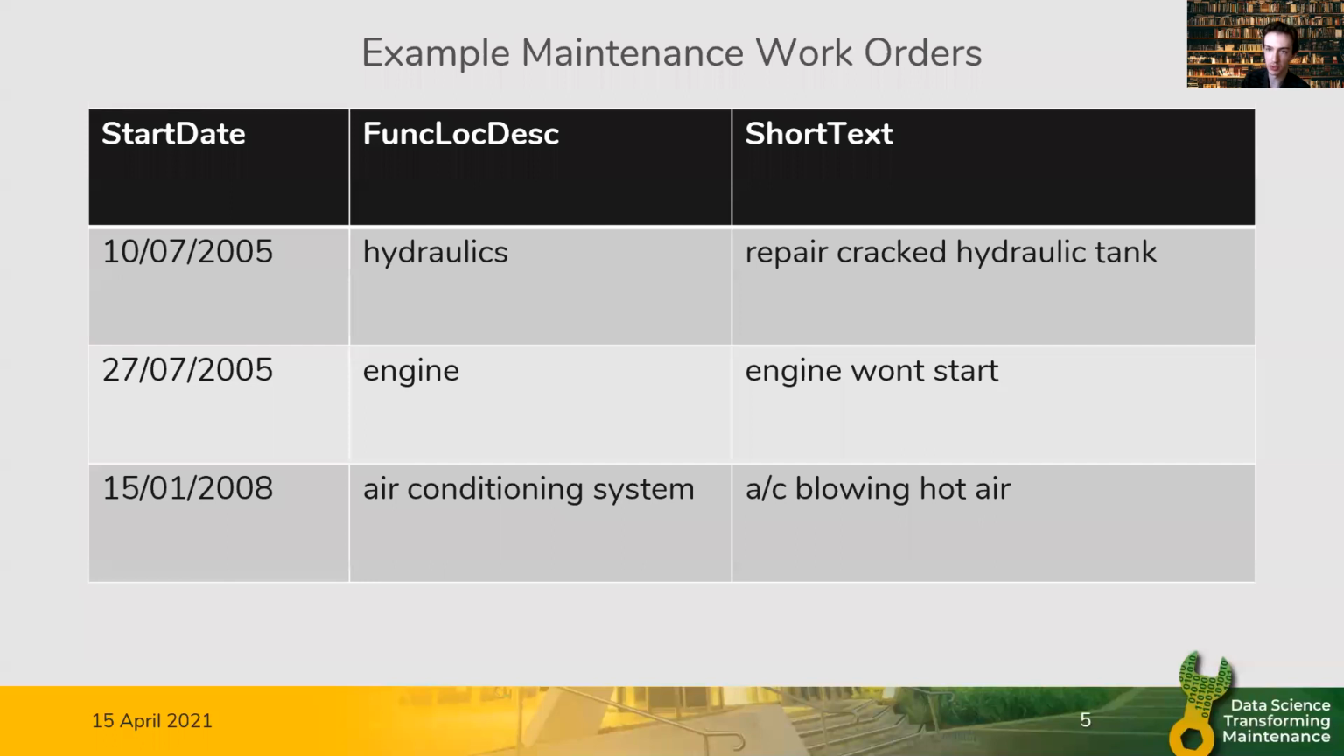So here's an example of some work orders. We've got the start date and functional location description, which are structured fields, and then we've got the short text, which is unstructured. We can see that a lot of the valuable information here is actually within the short text. For example, repair is the activity that's been performed here. Cracked is the failure mode in this case for the hydraulic tank. And likewise for the second one, engine is the item, won't start is a failure mode. It's another way of saying that it's a failure to start on demand.